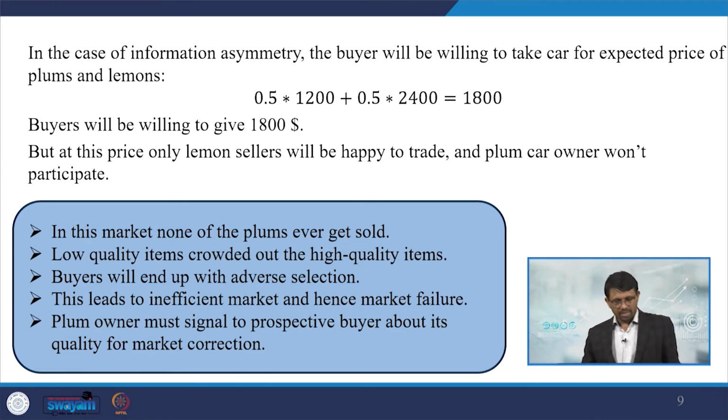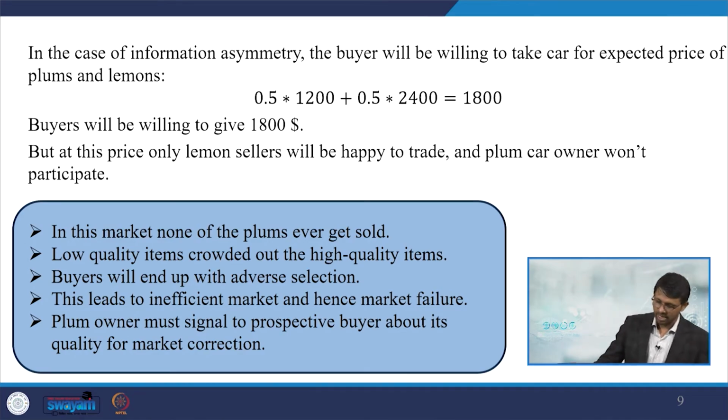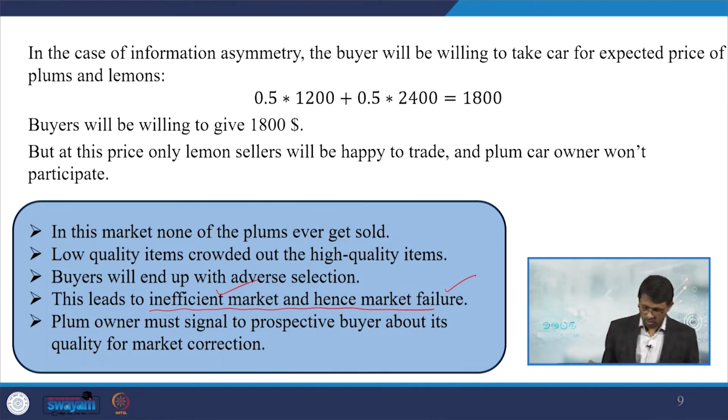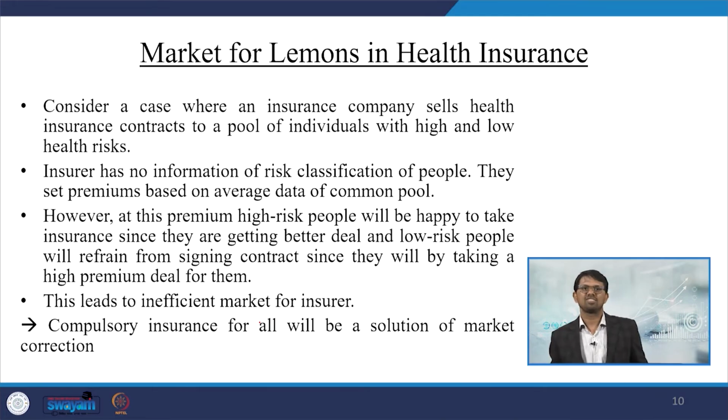So, low quality items crowded out the high quality items, and buyers will end up with adverse selection. This leads to an inefficient market and hence market failure. Since inefficient products are going to be sold, since a lemon market actually exists at this expected price, this leads to market failure. Plum owners must signal to prospective buyers about their quality for market correction. Hence, signaling is one of the solutions we will also discuss.